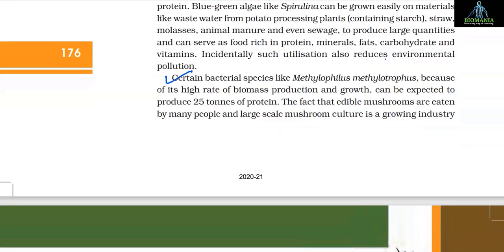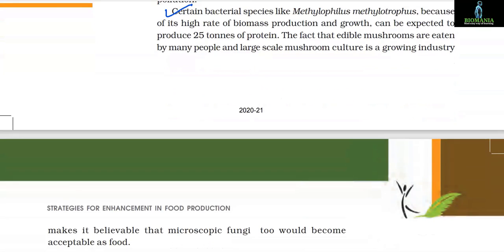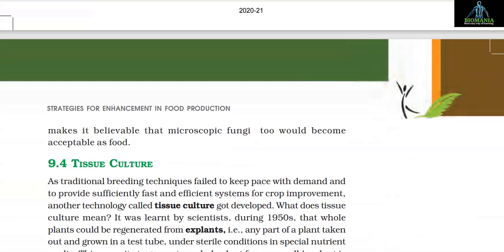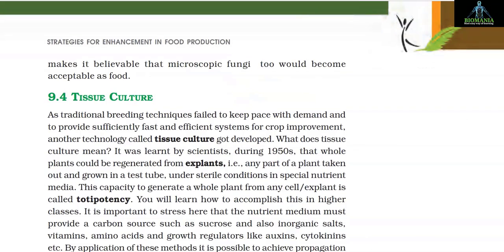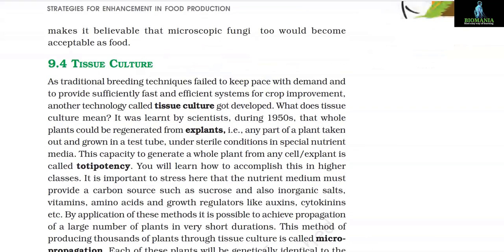Certain bacterial species like Methylophilus methylotropus, because of its high rate of biomass production and growth, can be expected to produce 25 tons of protein. The fact that edible mushrooms are eaten by many people and large-scale mushroom culture is a growing industry makes it believable that microscopic fungi too would become acceptable as food.